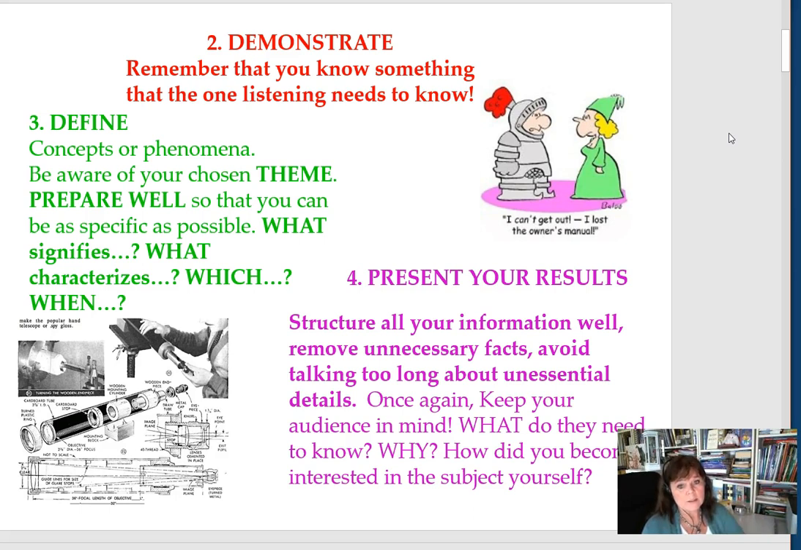Finally, you present your results in a very structured manner. Avoid all unnecessary facts. Avoid talking too long. Keep to details. Once again, keep your audience in mind. What do they need to know? Why do they need to know it? And how did you become interested in this subject yourself? Why do you think it's so important? So try to convey that feeling.